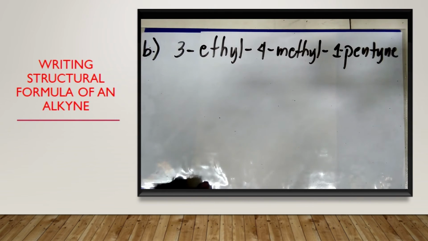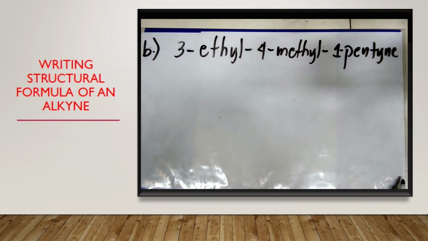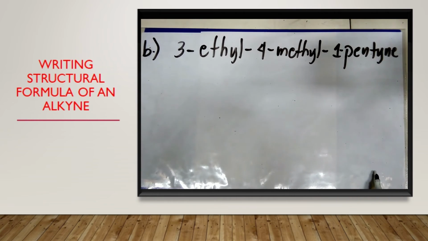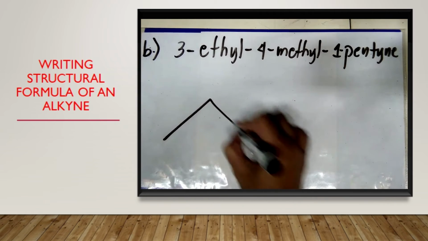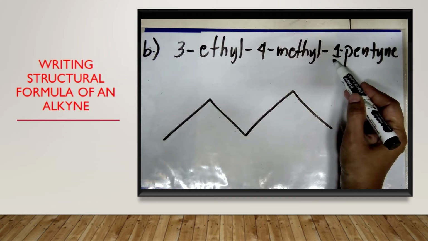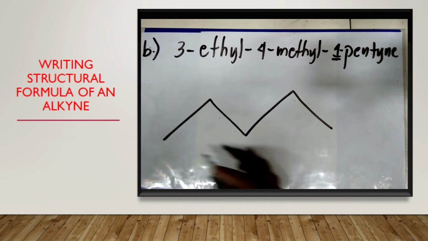Alright, for our second example in writing the structural formula of an alkyne. So given here is 3-ethyl, 4-methyl, 1-pentyne. So again, look for the parent chain. The parent chain is pentyne. So the stem is pent, so therefore there are 5 carbon atoms. So 1, 2, 3, 4, 5. And the triple bond is located, ito po, at the first carbon atom.